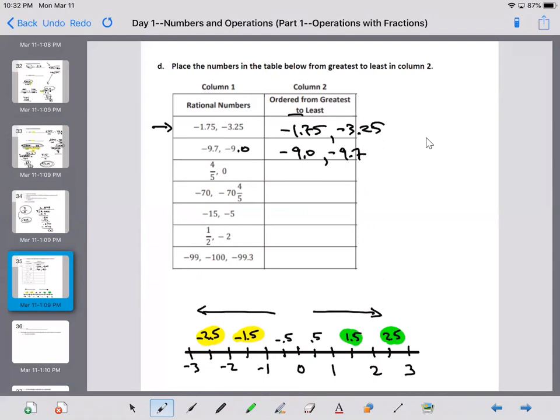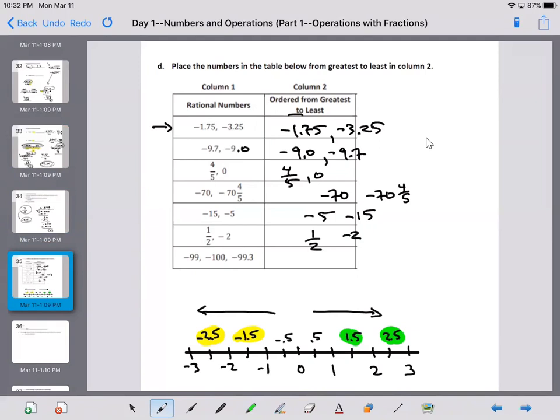So think 4/5 is just a little bit to the right of 0. So 4/5 is going to be larger than 0. -70 is going to be larger than negative 70 and 4/5, because that's closer to negative 71. Negative 15 and negative 5, well, negative 5 is greater than negative 15. And then 1/2 and negative 2, well, 1/2 is greater than negative 2 because 1/2 is a half unit to the right of 0, and negative 2 is 2 whole units to the left of 0.